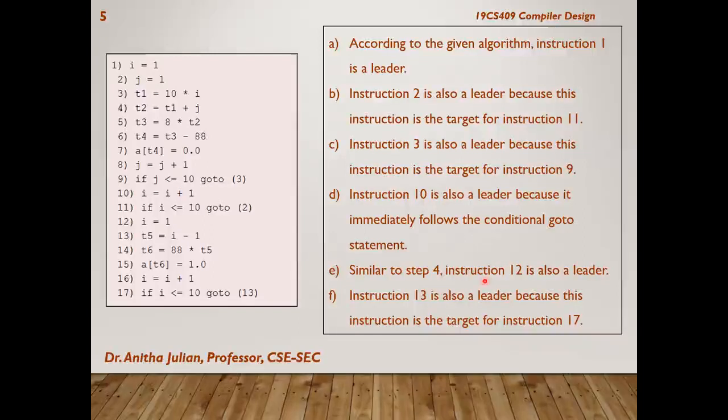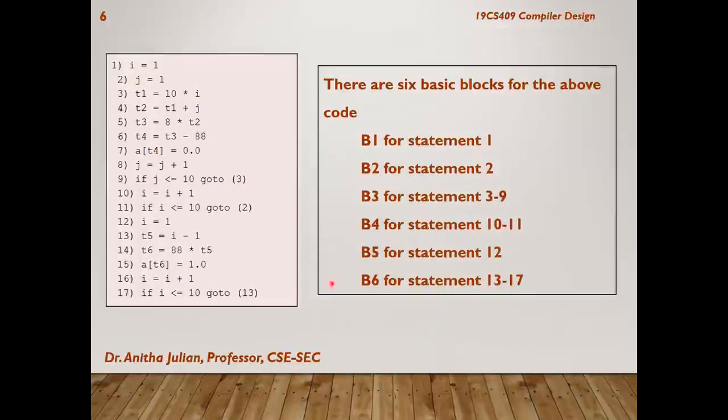Then, similarly, step 4, instruction 12 is also a leader because it follows this goto statement. And finally, instruction 13 is also a leader because this instruction is the target for instruction 17, which is a goto statement. So we have to apply the 3 criteria to the given 3-address statements, and thereby we are able to obtain the leaders. So totally there are 6 leaders. So that many blocks we will have. So there are 6 basic blocks for the above code.